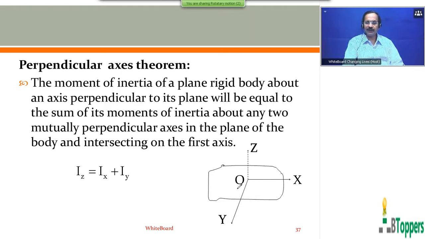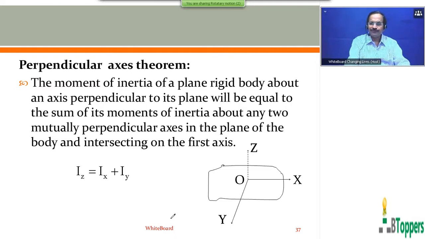Iz is the moment of inertia about the axis OZ. So you can write Iz equal Ix plus Iy. Those who are writing the notes and want more time can take a pause and copy the notes. Next I want to discuss two results based on this perpendicular axis theorem, which we may use in a good number of examples.